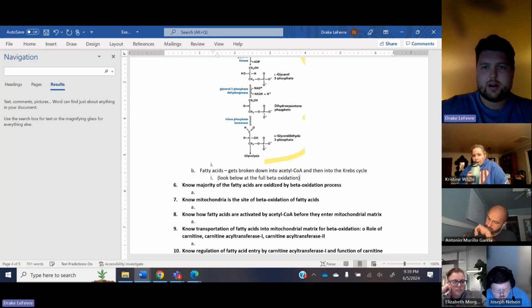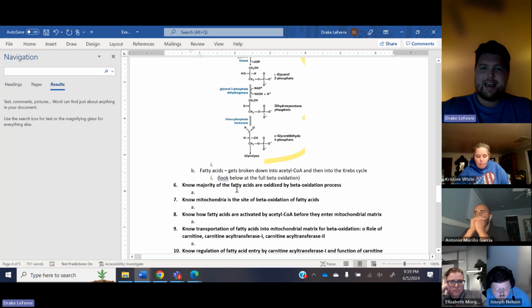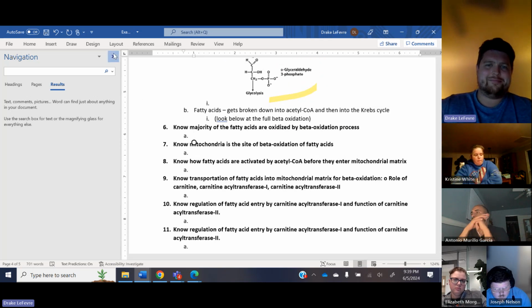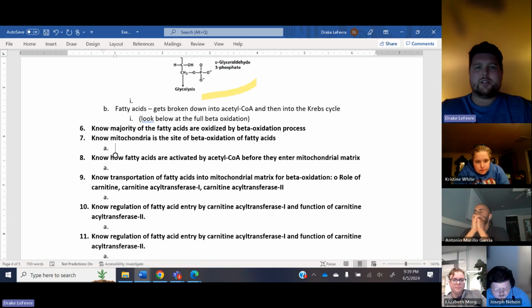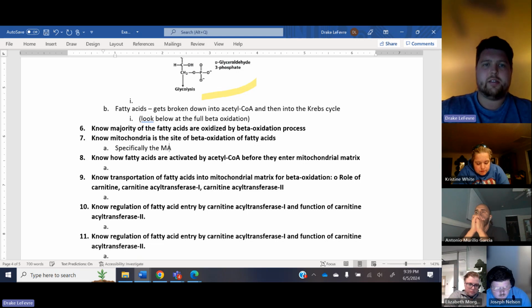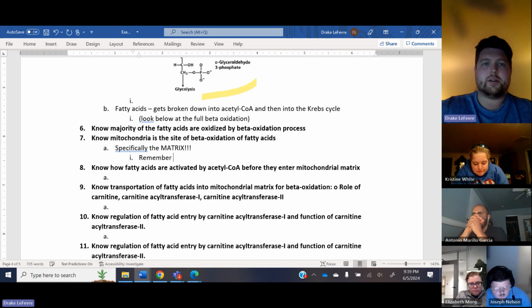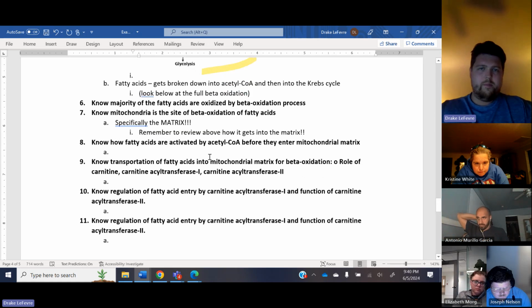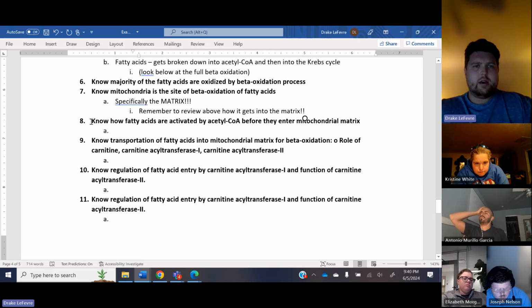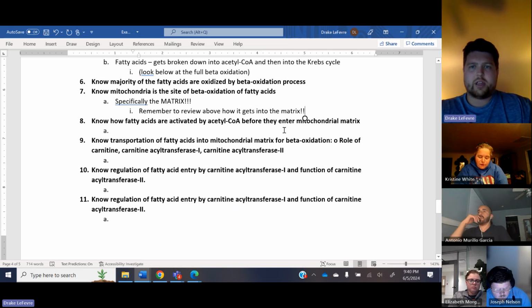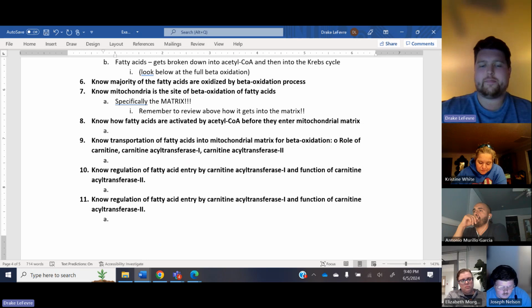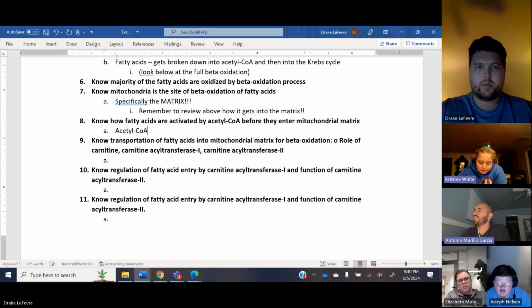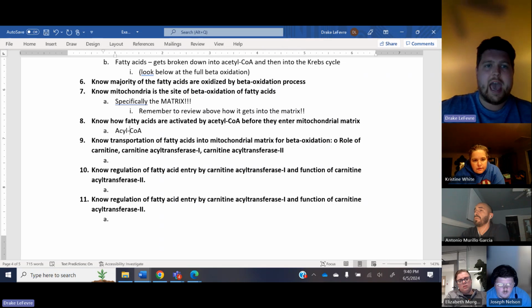The majority of the fatty acids are oxidized by the beta oxidation process. That's not so much something we need to dive into, as that's just the fact. Mitochondria is a site of beta oxidation of fatty acids, specifically the matrix. Remember to review above how it gets into the matrix. Know how fatty acids are activated by acyl-CoA before they enter the mitochondrial matrix. Does anybody remember the name of the enzyme that activates it by attaching CoA? Acyl-CoA synthetase.